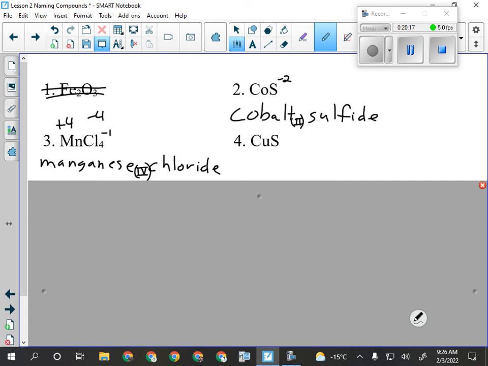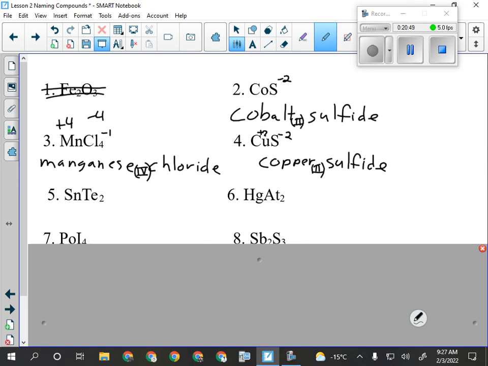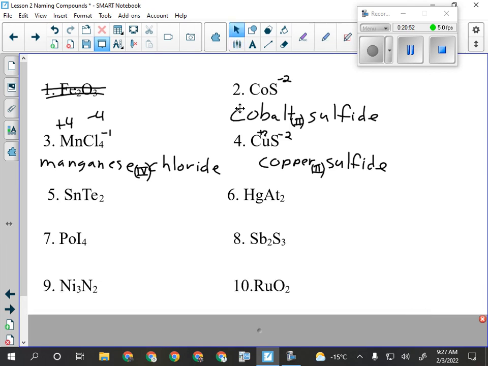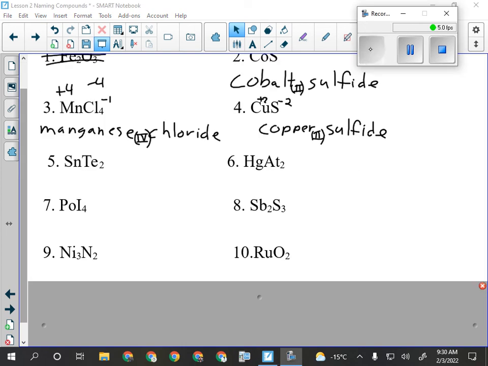We've already done one with copper. Cu is copper and S is sulfur, so some copper sulfide, and just like this one, sulfur is always a -2. Since there's only one of each, the charge on the copper must be +2. Copper II sulfide. Everybody all right with that? I want you to try a few more here. I'll give you a few minutes on those and then we'll walk through them together.